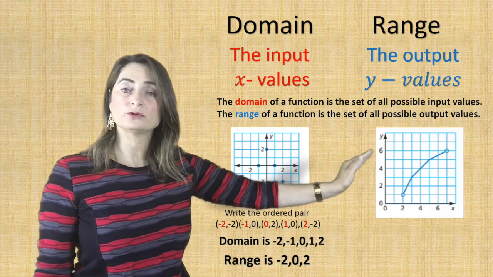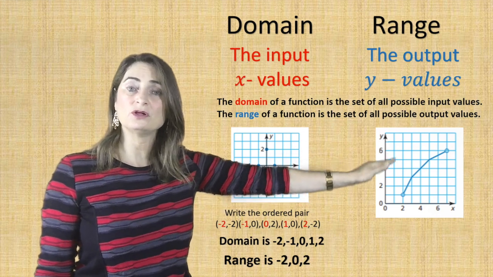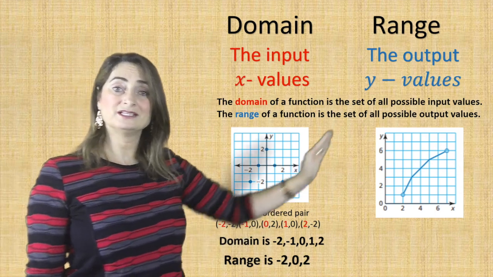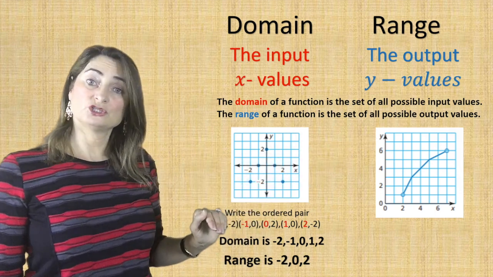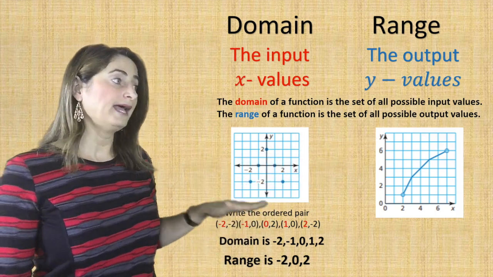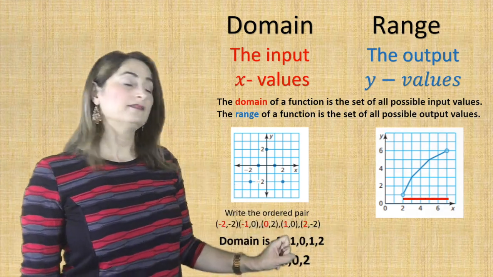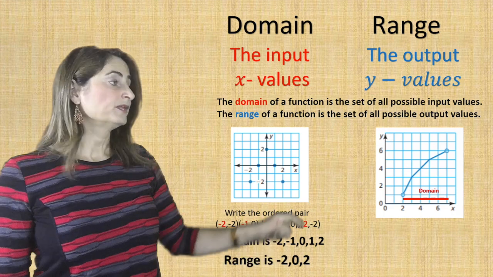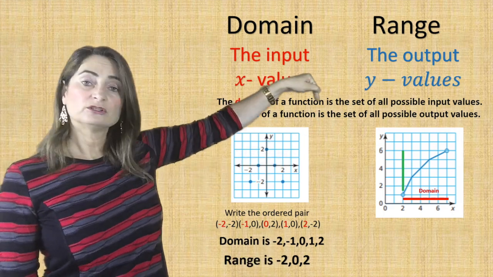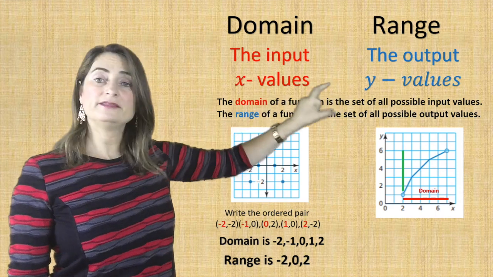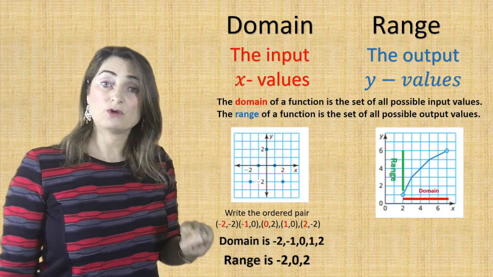So 2.2, 2.3, 4.5, 4.6, so all the decimals until you get to the integer itself. That's why it's continuous. It's going from 2. So look at the x-axis, draw a line from where it starts to end, and that would be your domain value. Draw a vertical line to the y and see where it starts to where it ends, and that vertical line is the range or the y values.